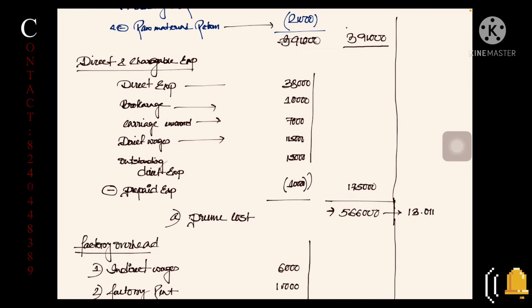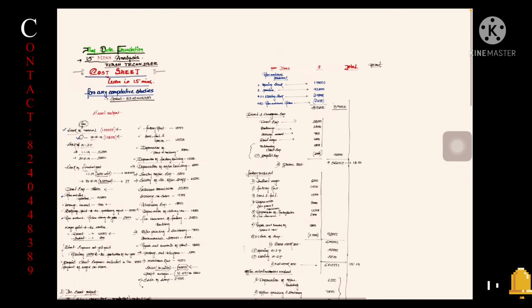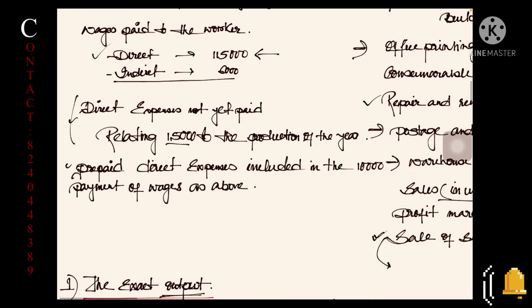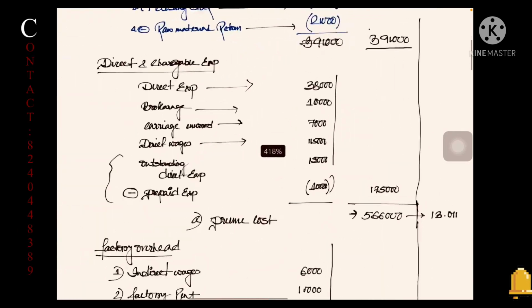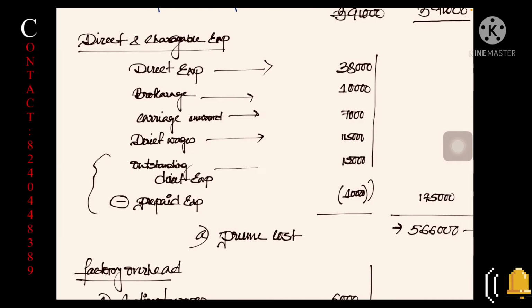Like here it is direct expense, brokerage for the direct material, carriage inward, direct wages. Now two things are additional in this particular question. Look at the question. Here you have been given direct expense not yet paid relating to the production of this particular year. It means you spent that money relating to these direct expenses but not yet paid. This is outstanding. If there is any outstanding, we have to add this outstanding.